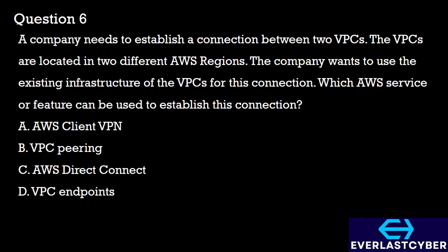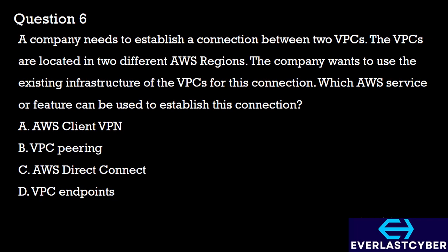Question 6. A company needs to establish a connection between two VPCs. The VPCs are located in two different AWS regions. The company wants to use the existing infrastructure of the VPCs for this connection. Which AWS service or feature can be used to establish this connection? A. AWS Client VPN. B. VPC peering. C. AWS Direct Connect. D. VPC endpoints.